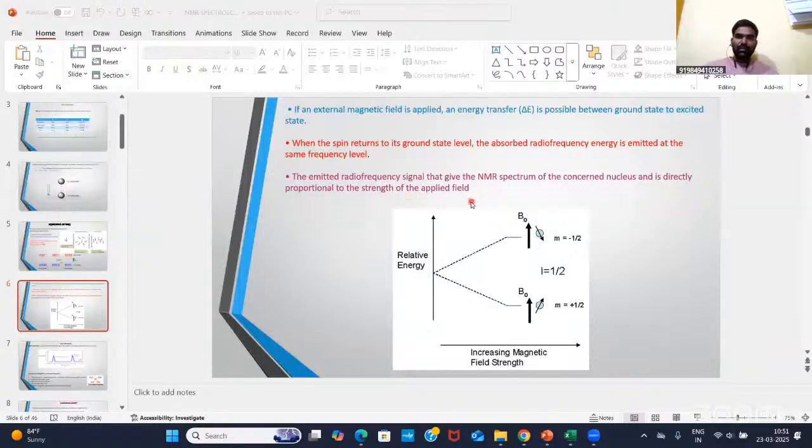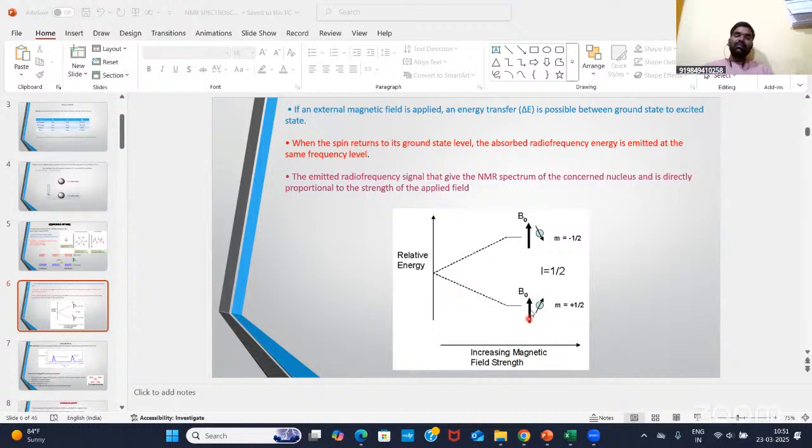So the emission which is given as a radio frequency signal gives the NMR spectrum of that concerned nucleus. That NMR spectrum will be directly proportional to the strength of the applied field. When the NMR signal is high, we can observe that the strength of the applied field is high. So this is the graph of relative energy versus increasing magnetic field strength that you can observe here.